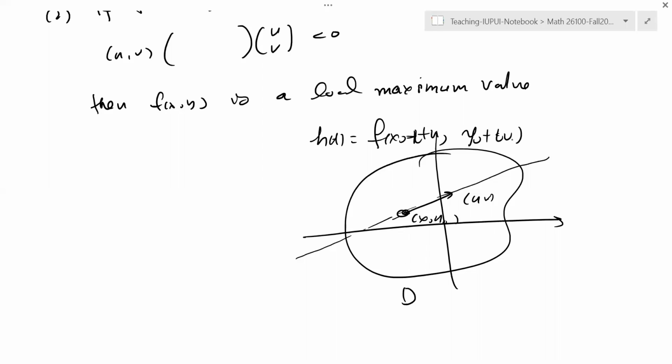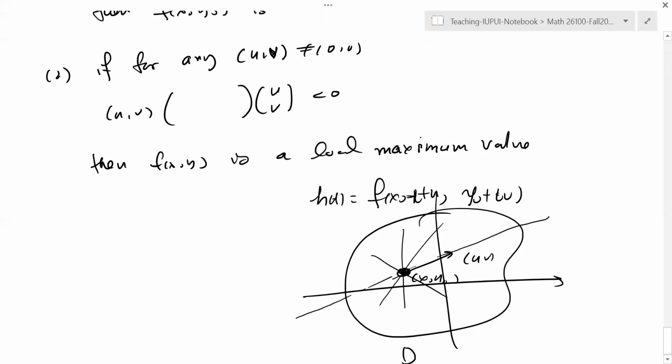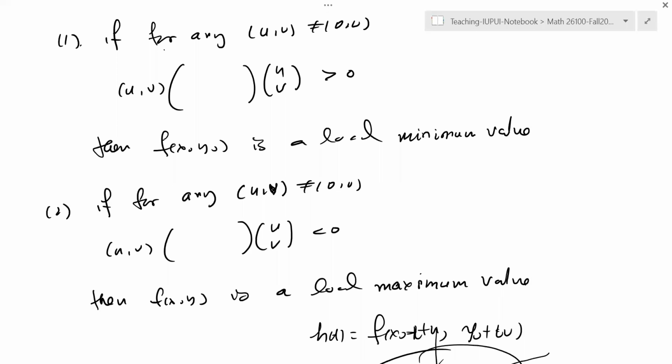The above condition implies this function h of t is greater than or equal to h of 0, right? That means along this line, the function has a local minimum value at this point. But then along all the lines passing through this point, the function has a local minimum value. So let's look at the first condition.